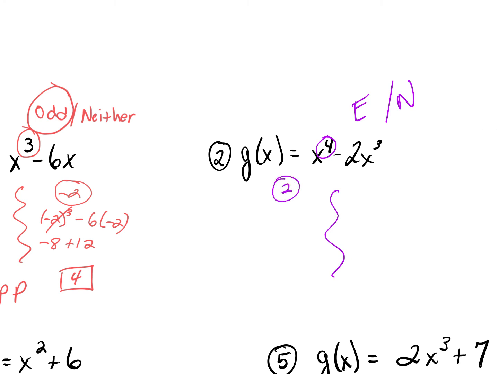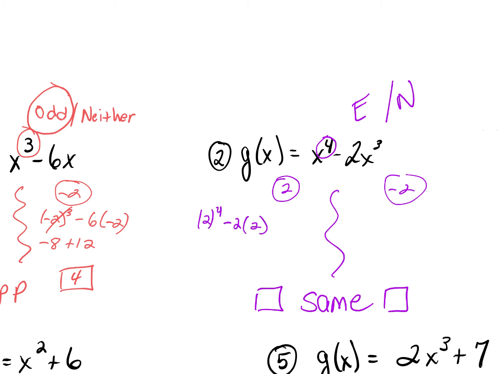Let's do 2 again. What are my answers, the relationship going to be? Same. So I have 2 to the 4th power minus 2 times 2 to the 3rd power. What's 2 to the 4th power? 16. And then 2 cubed, then what? 8 times -2. Which is? -16. So what's 16 minus 16? 0.